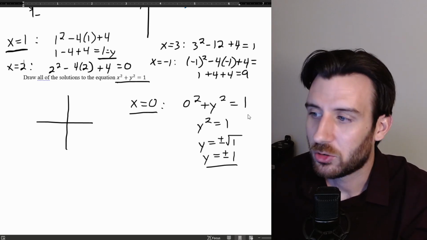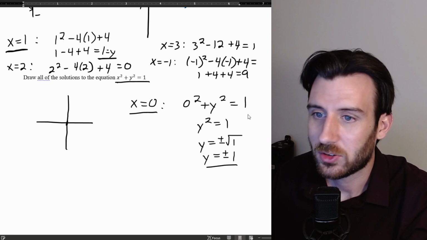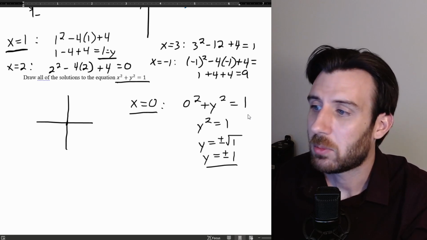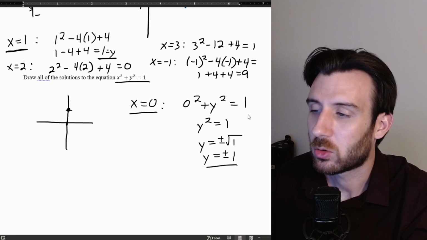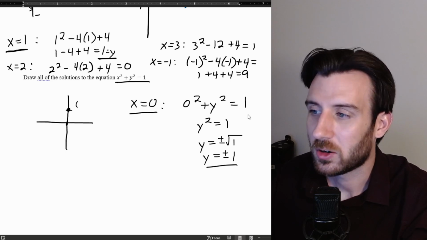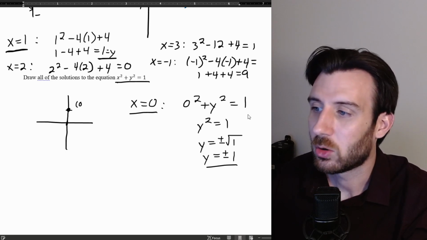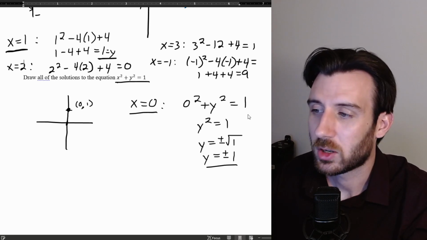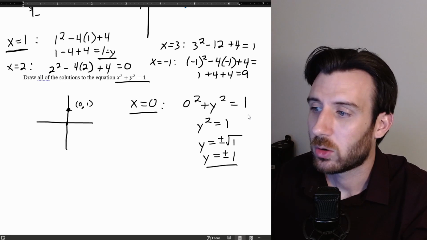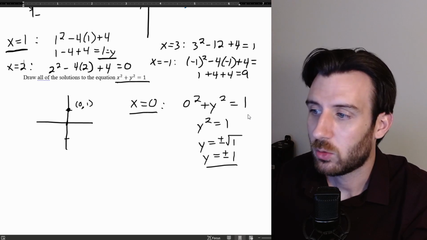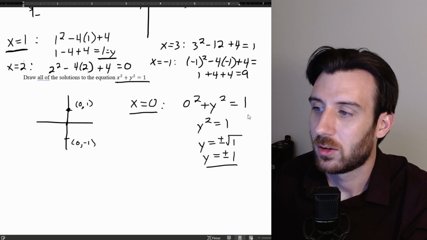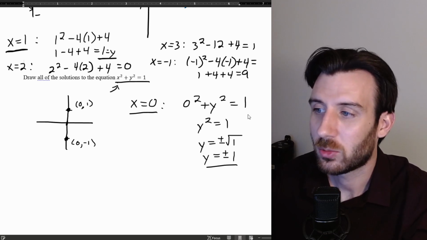Well, I'd go 0 steps over, so I would still be right here at the center, and then I would go 1 step up, and that could be one of my points. My coordinate, or ordered pair, would be (0, 1) to show that I did 0 steps to the left or right, and that I went up 1. And then I could do another one where I go 0 steps over and I go down 1, and that would be my other ordered pair. That would be (0, -1).